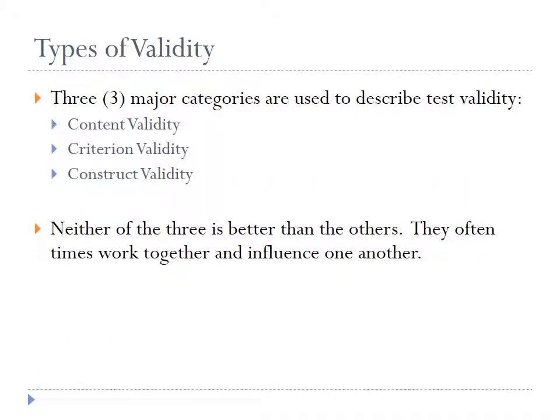There are different types of validity that you can assess. Neither of these is better than the other, but the three major ones we talk about are content, criterion, and construct validity.